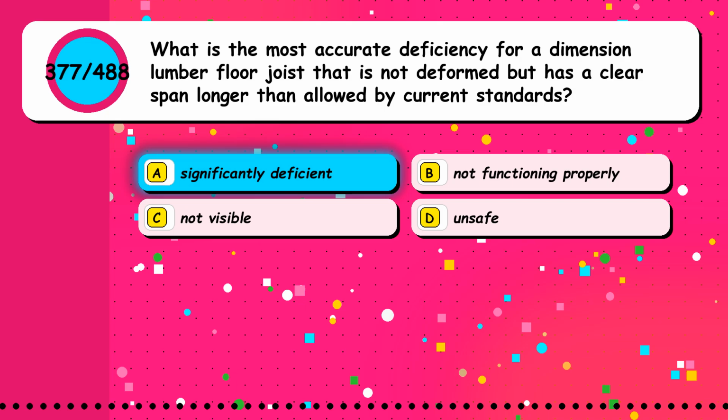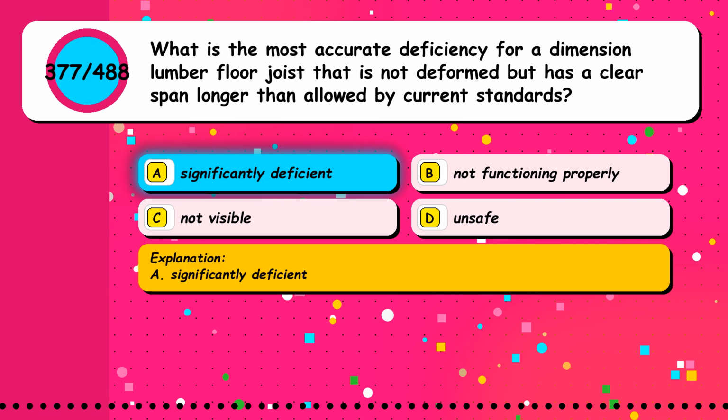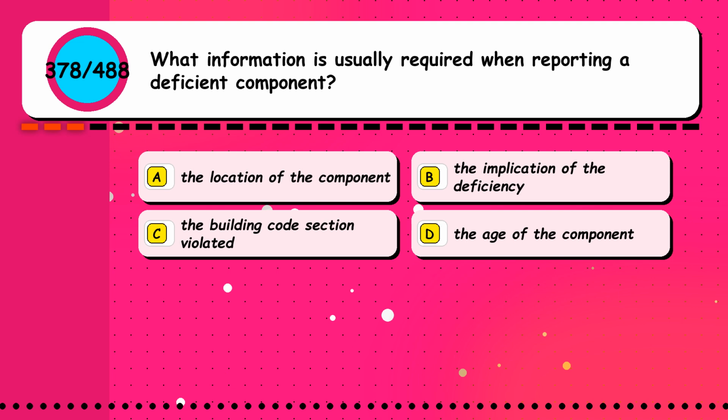The correct answer is option A, significantly deficient. Question 378. What information is usually required when reporting a deficient component?